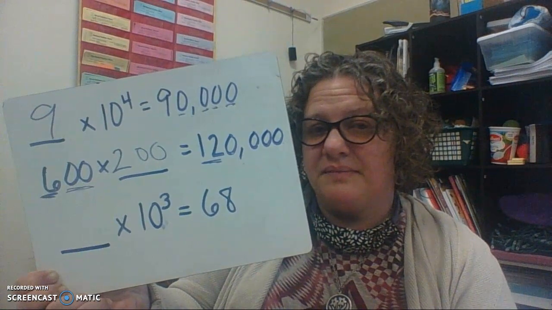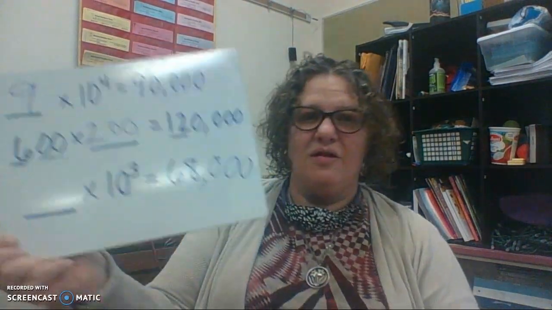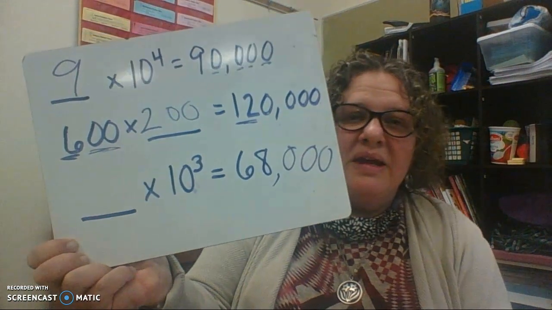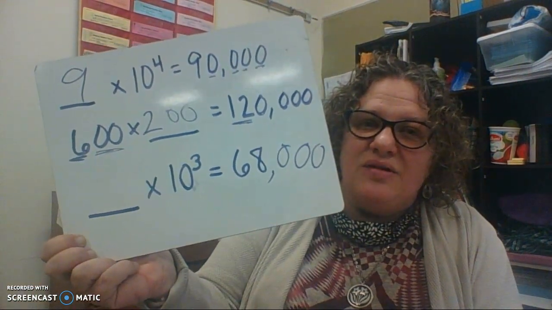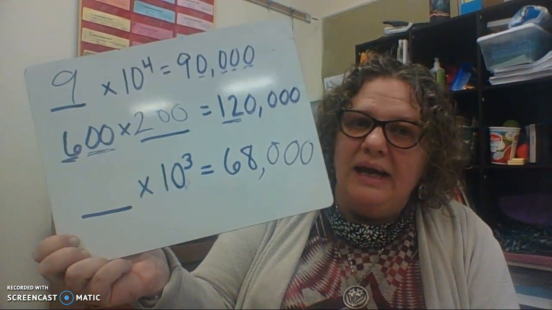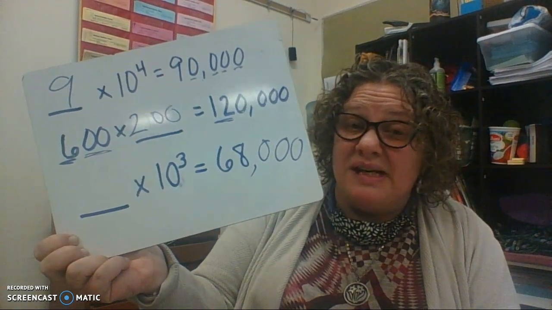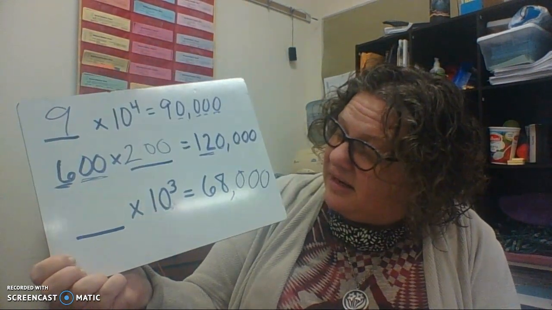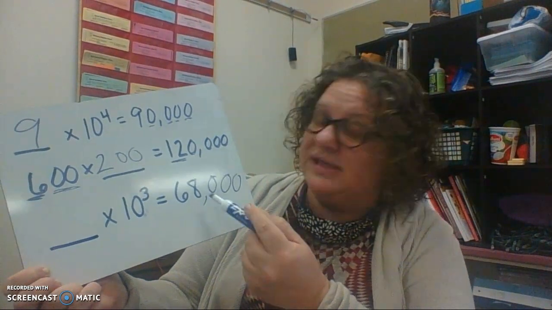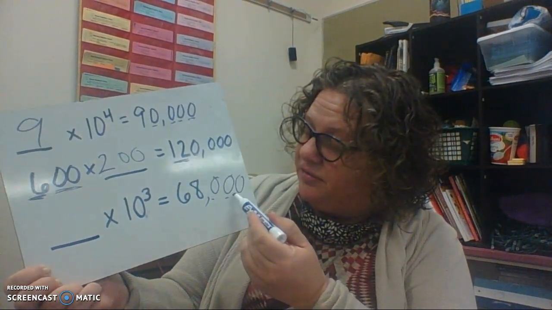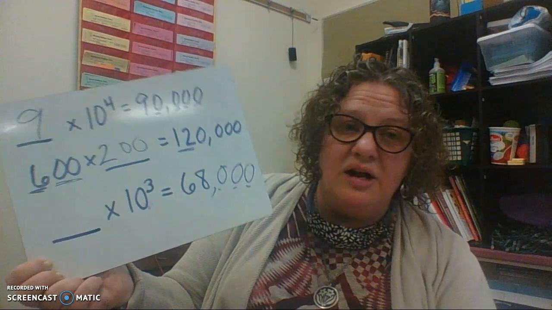Okay. The last problem, I forgot to write the rest of the problem, but we have something times 10 to the third power equals 68,000. Well, we have 1, 2, 3 zeros, which covers our 10 to the third power. So this number should be 68.